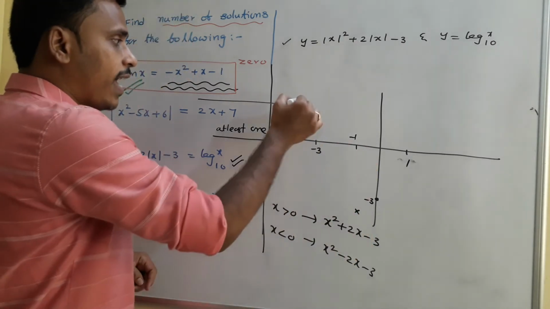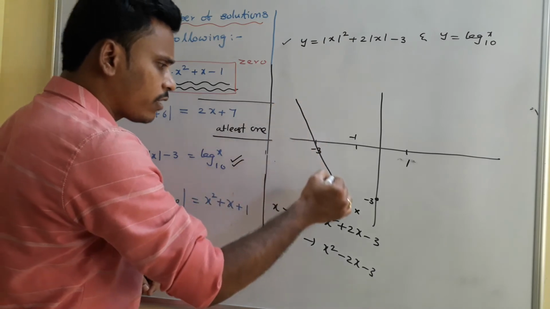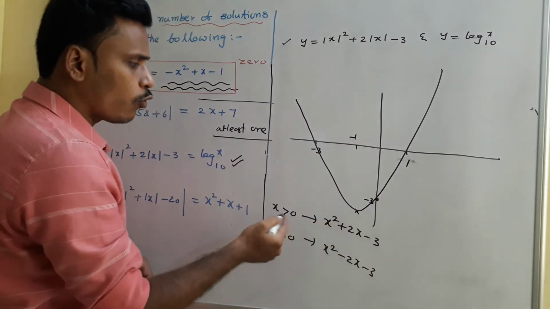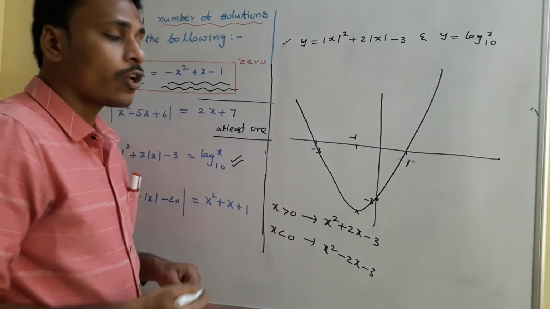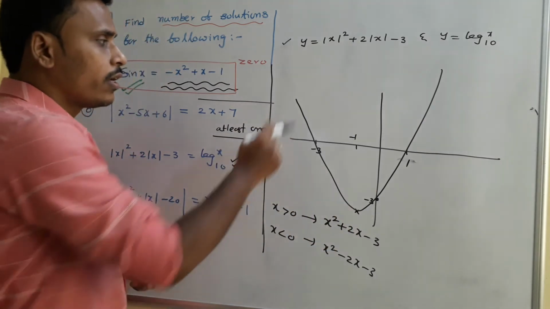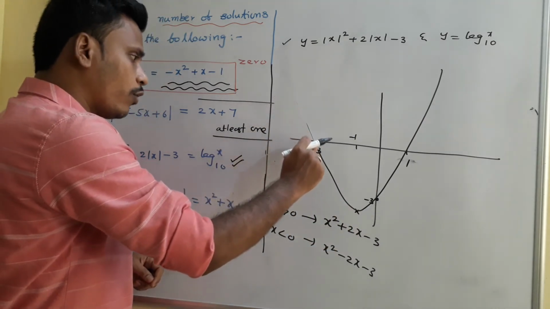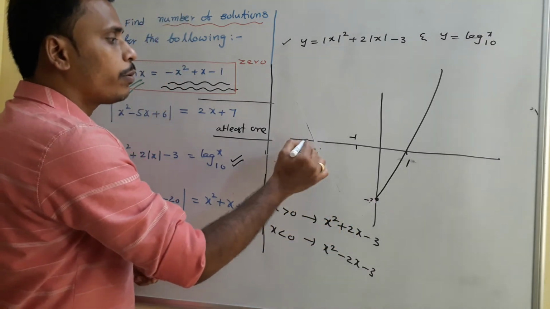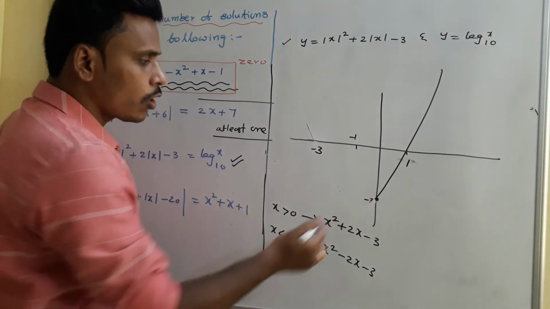So, when you sketch the graph of this, actually the graph is like this. But we need to consider this graph only in the positive region of x. So, you just neglect all the graph in the negative region. Since we are neglecting the graph in the negative region, you just erase it. So, only you will have that piece. That's it.